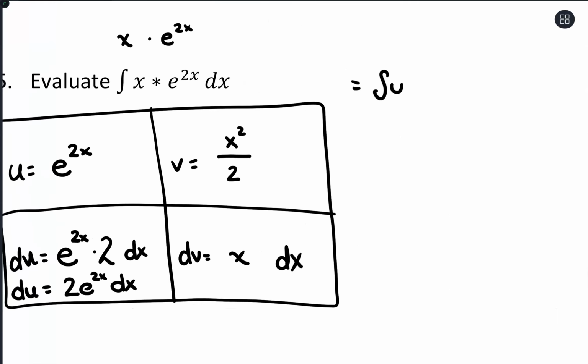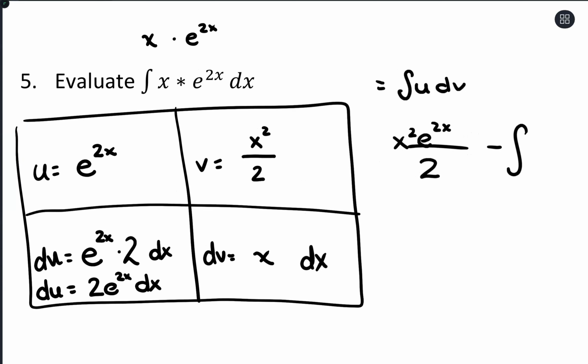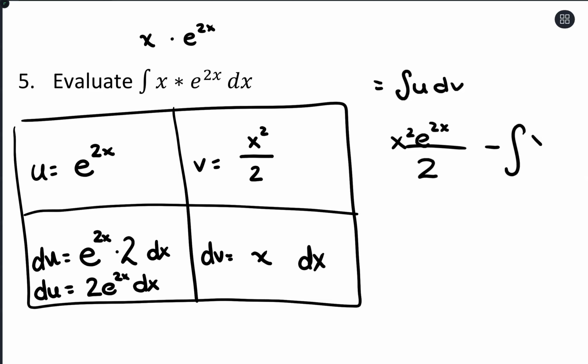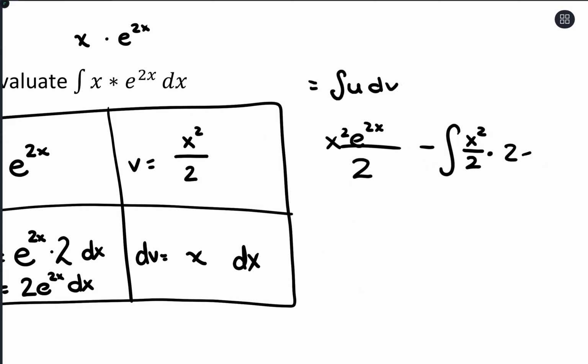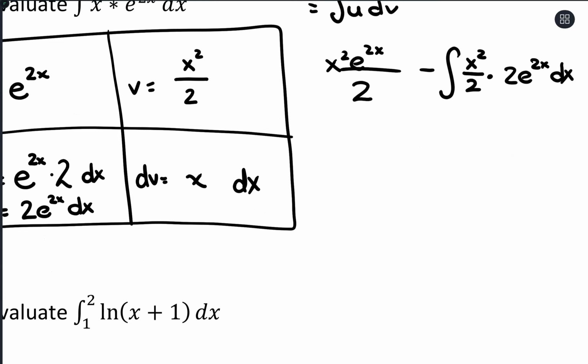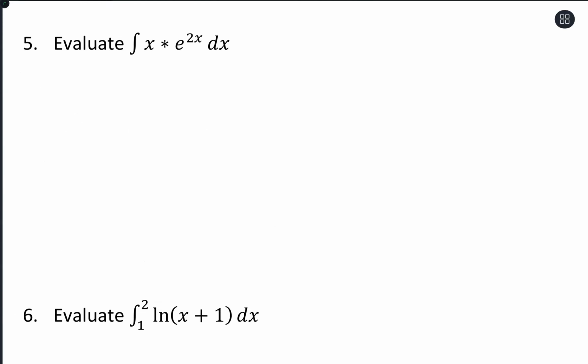So if we're taking the antiderivative of u dv, then what we'll have here is u times v, so e to the 2x times x squared over 2. So x squared times e to the 2x over 2 minus the antiderivative of v du. So x squared over 2 times 2e to the 2x dx. So, taking the antiderivative of x times e to the 2x dx.